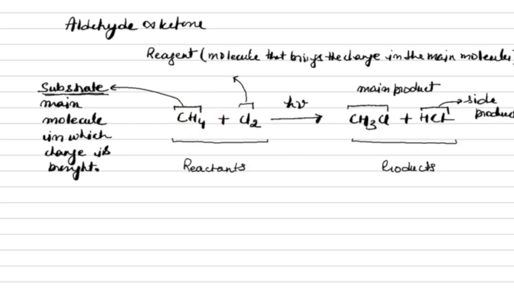Now let us read this together. I chose a substrate of CH4. I reacted it with the reagent Cl2 in the presence of sunlight, and I got the main product CH3Cl, and the side product was HCl. So these fancy words, substrate, reagent, main product, side product, we should be very, very comfortable with.